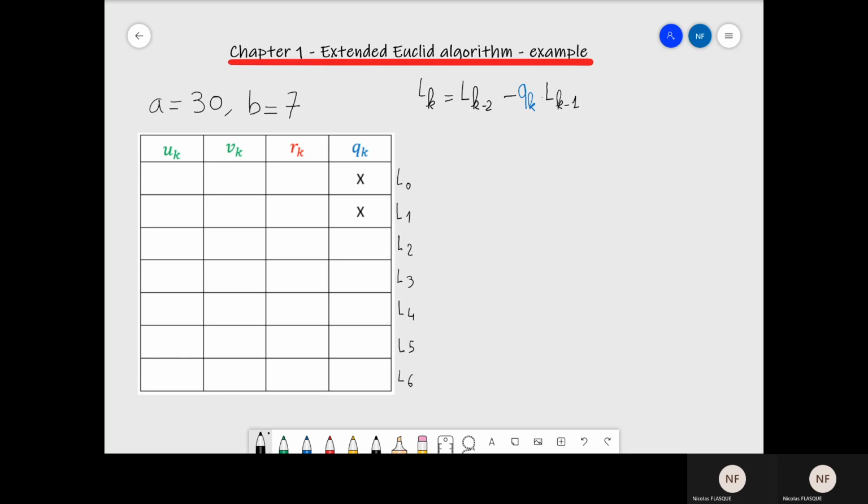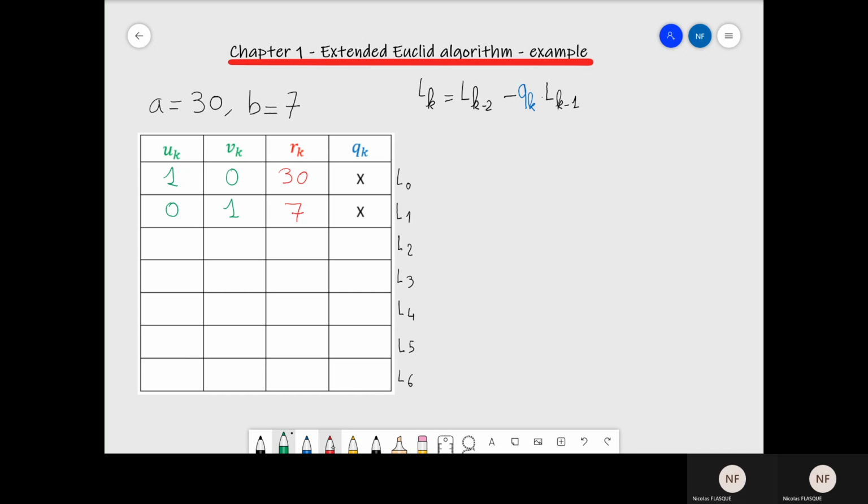So if you remember, this algorithm is designed in two steps. The first one is initializing the first two lines with, in the Rk column, the values of A and B. So here 30 and 7. Then initialize Uk and Vk. Most of the time the U coefficient is associated to A, so this appears as a 1 here and a 0 there. And on the next line, Vk is associated to the value of B.